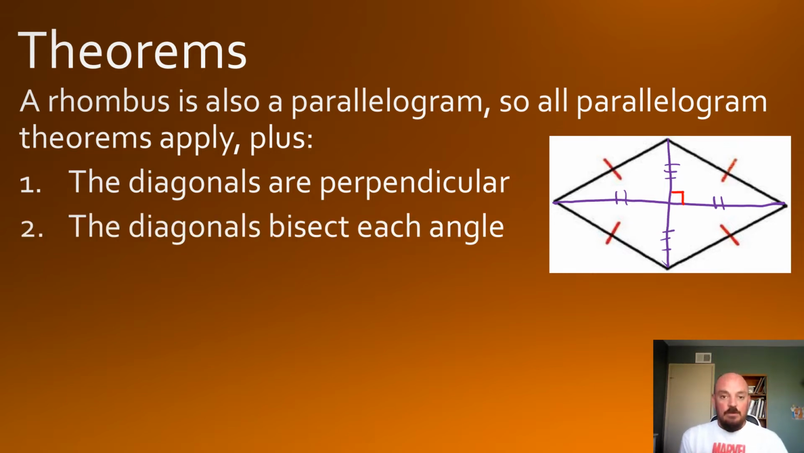Now our second theorem says the diagonals bisect each angle. So what that means is that in each corner of the rhombus, the diagonal is actually an angle bisector. So that one's congruent to that one, that one's congruent to that one, and it works for all four of them. Each angle is cut exactly in half, or bisected. And again, that's another one that's true for a rhombus, but is not true for other types of parallelograms.